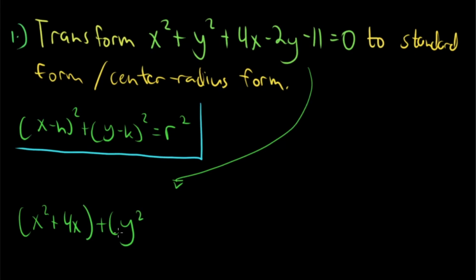Nilalagay ko sa parentheses para makita natin na ginroup natin sila. Followed by, yung iba pang term na may y is this guy, negative 2y. Sunod ko lang siya dito. Wala pa akong binabago sa sign. Binago lang natin yung order nila. And then we still have the constant, minus 11 equals 0. So, nag-group natin. Magkasama na yung terms na may variable x. And the same way, magkasama na yung terms na may variable y. Tapos nandito yung constant. Which is the next step.